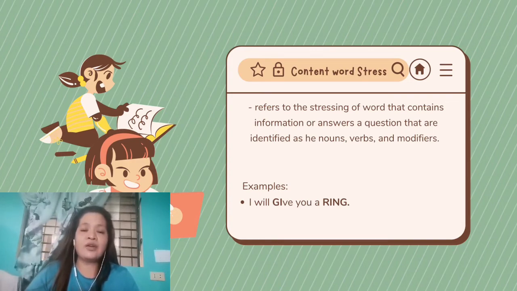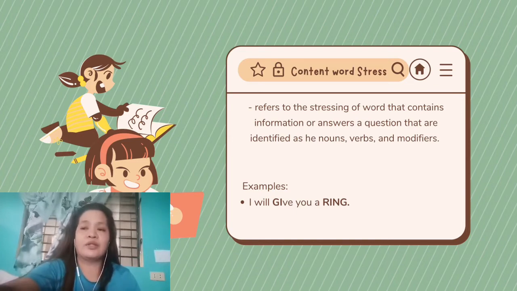When there is an auxiliary verb in a sentence, the main verb usually receives the stress. Kapag daw may auxiliary verb sa sentence, ang main verb ang kalimitan na nakakaroon ng stress. It depends, however, on emphatic stressing, or emphasizing certain words that carry the emotions.